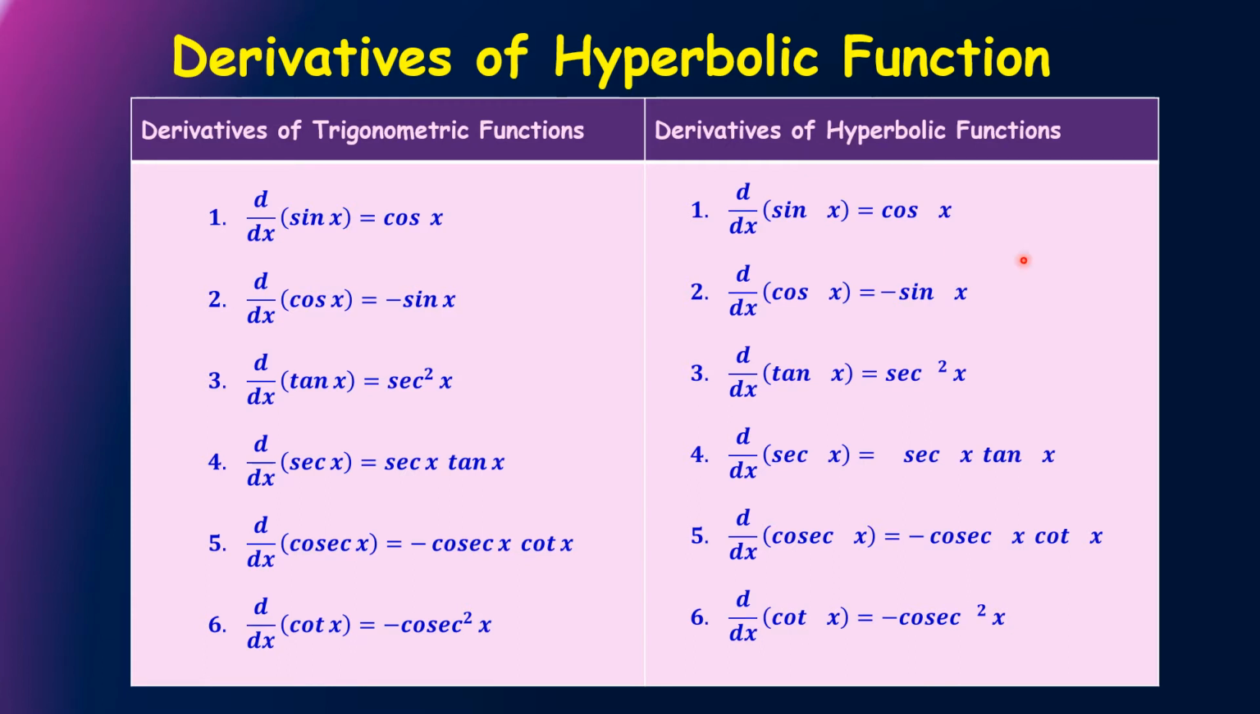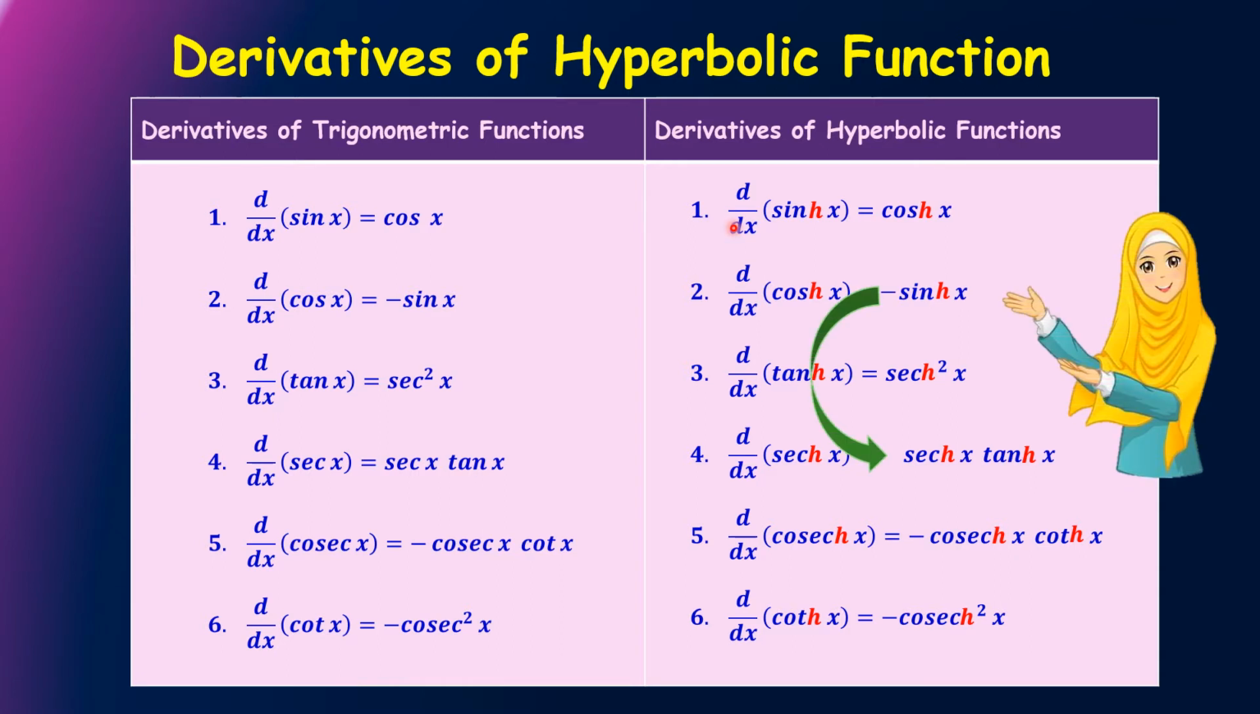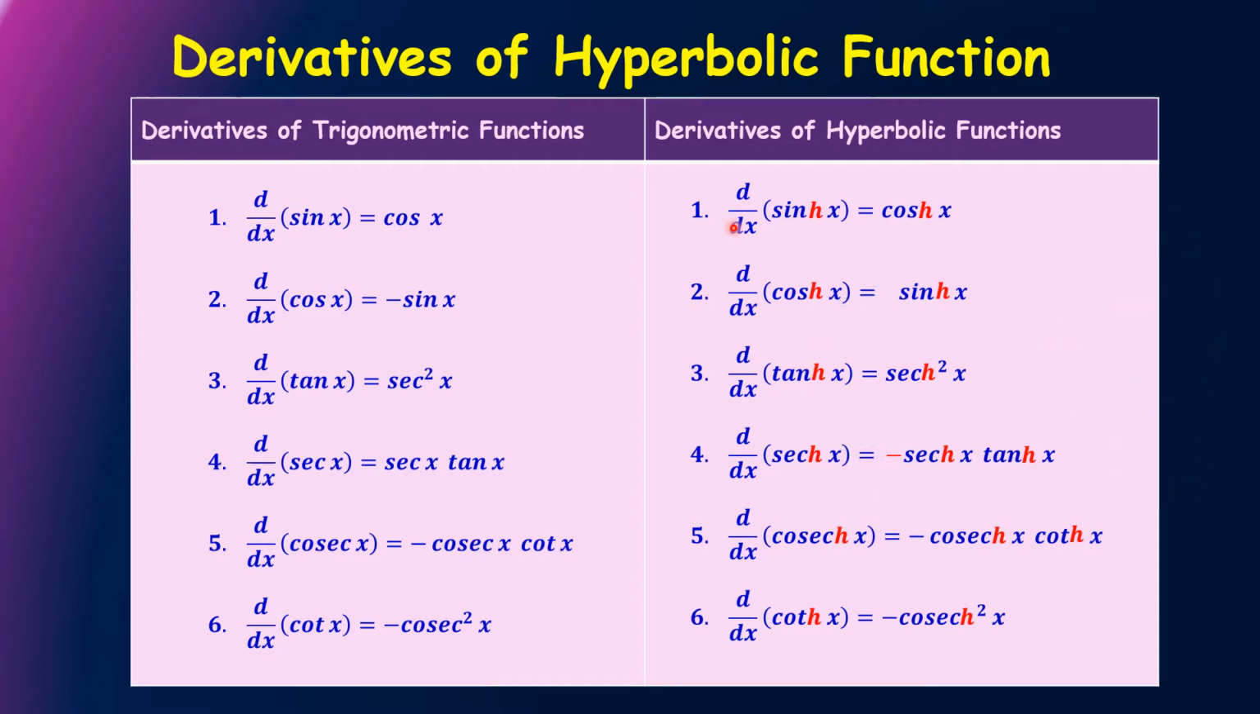Now, what about the formulas for the derivative of hyperbolic functions? If you look at the left and right columns, both are very similar. The difference is that for hyperbolic functions, an h needs to be placed behind each one. And the first three functions are positive when differentiated, while the last three functions are negative when differentiated.